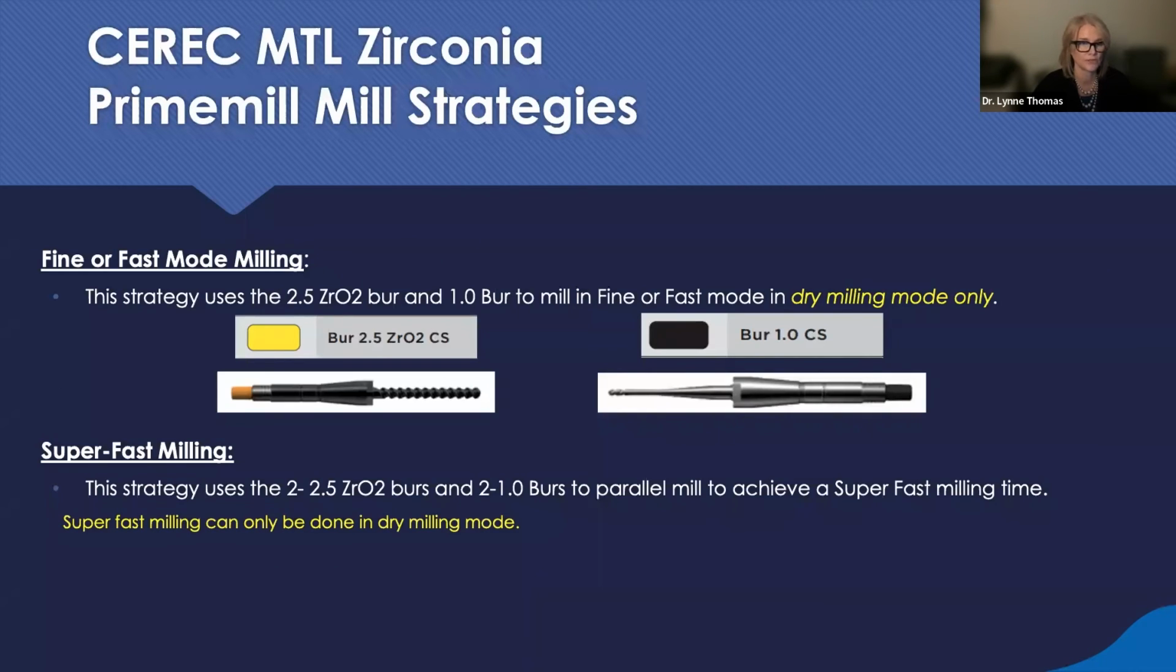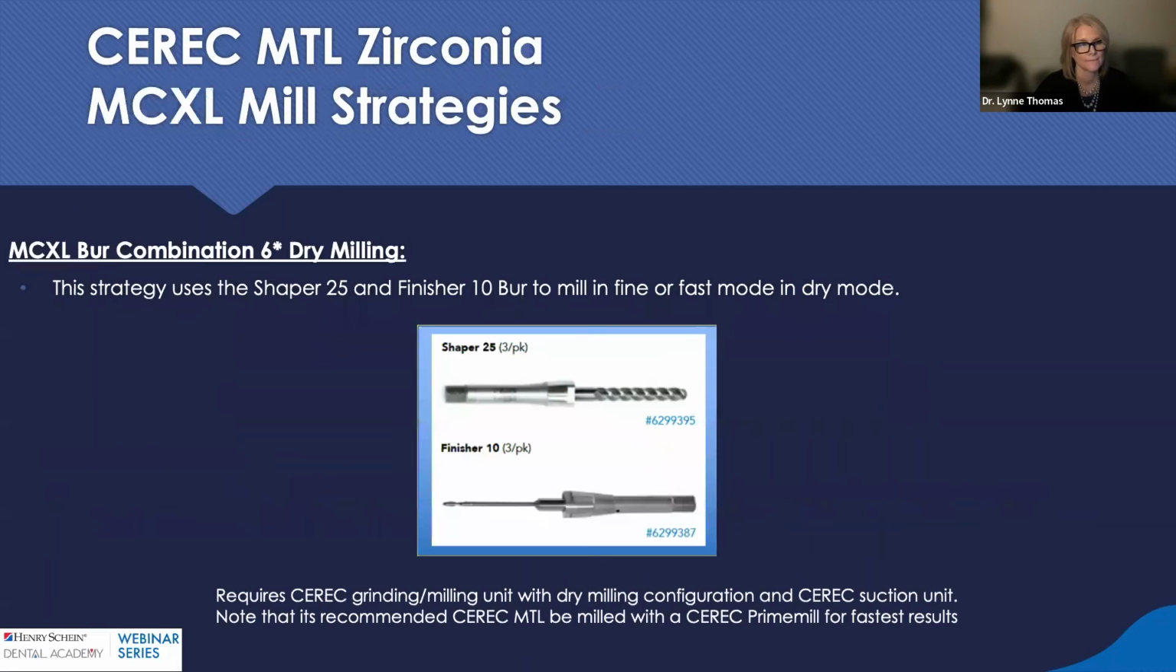And here are the burrs that you would be using. Again, this is for dry milling only. You cannot use this for wet milling. And if you're using the MCXL and you have a vacuum so you can do dry milling, these are the burrs that you would use there as well.